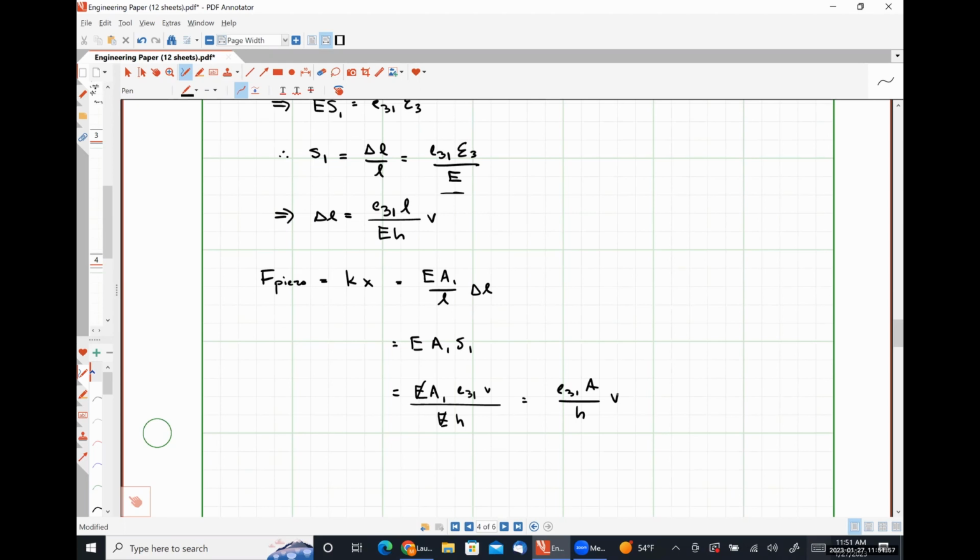So this is the force generated outwards as opposed to the force generated. That is piezoelectric actuation in a nutshell.